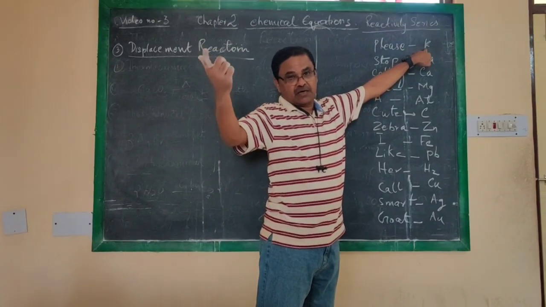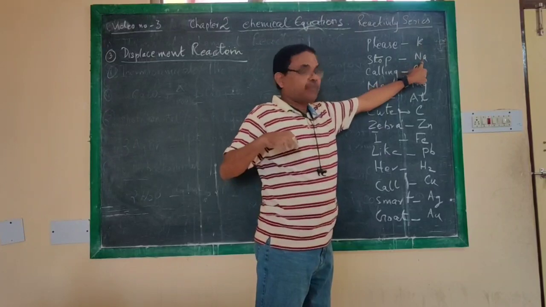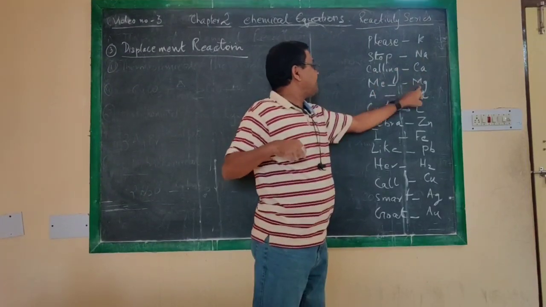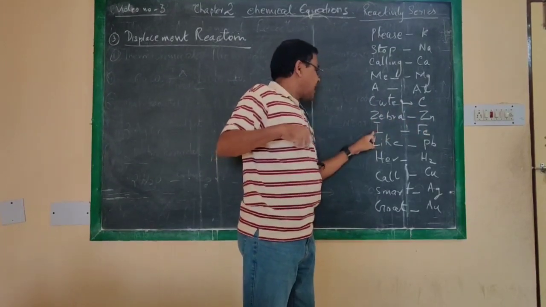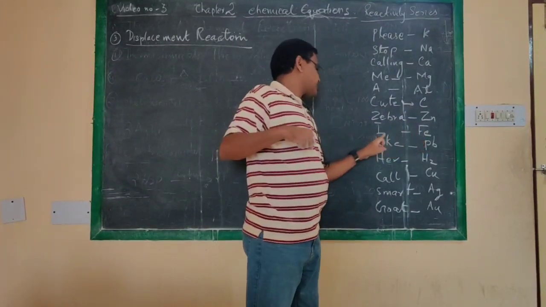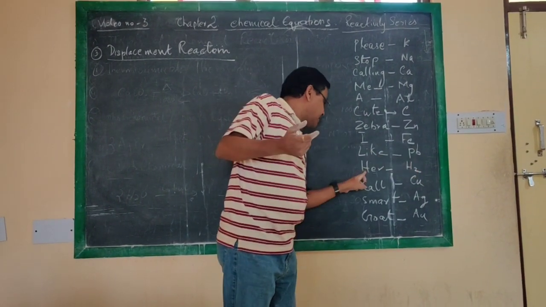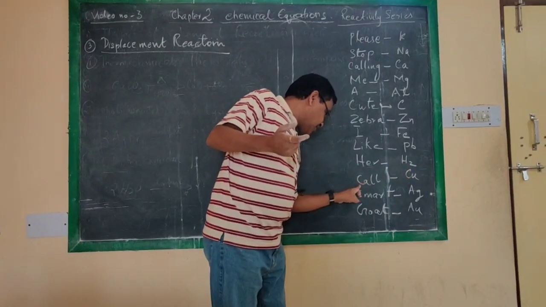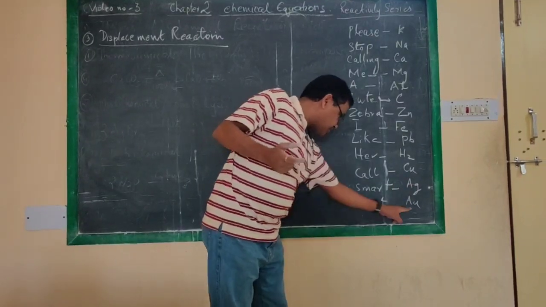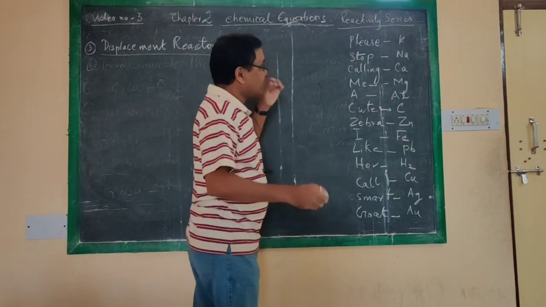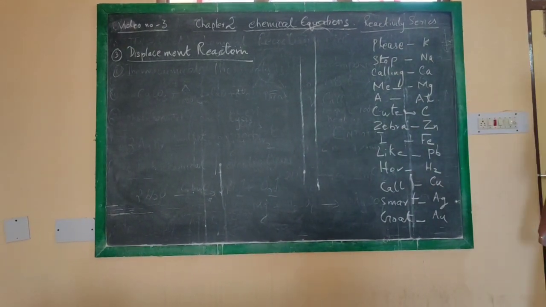The Latin name is Kalium, so that's why we use K. Sodium is Na, because natrium is Na. C for calcium, M for magnesium, A for aluminium, C for carbon, Z for zinc, I for iron or ferrous, L for lead, that is plumbum, Pb, her for hydrogen, call for copper, smart silver, gold. This is okay. Once you remember this, the entire thing will be easy for you.